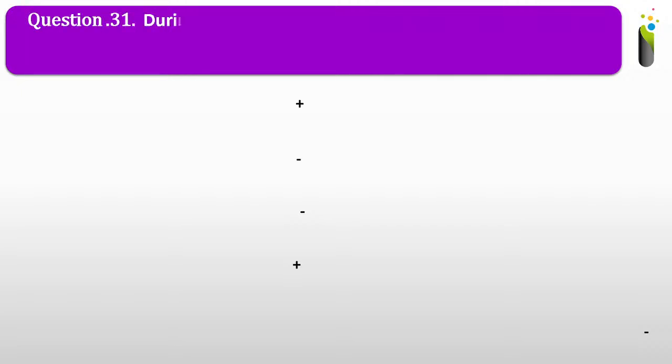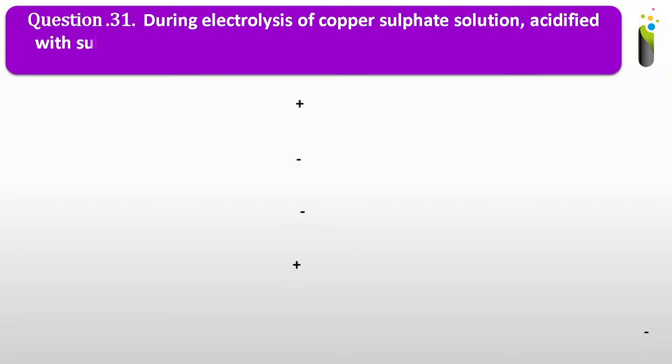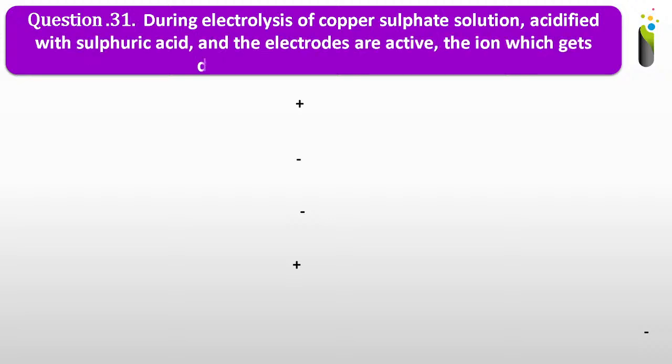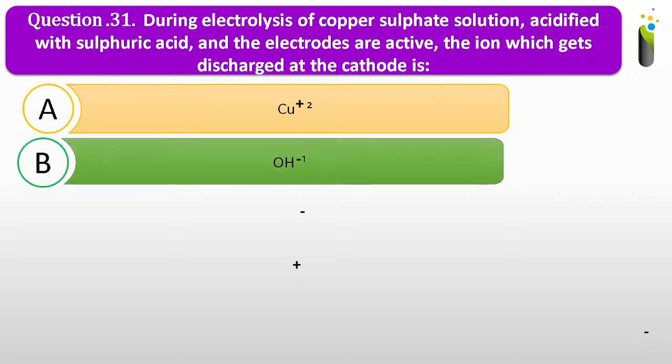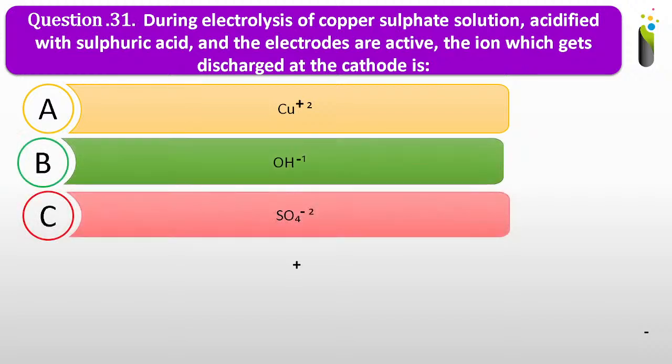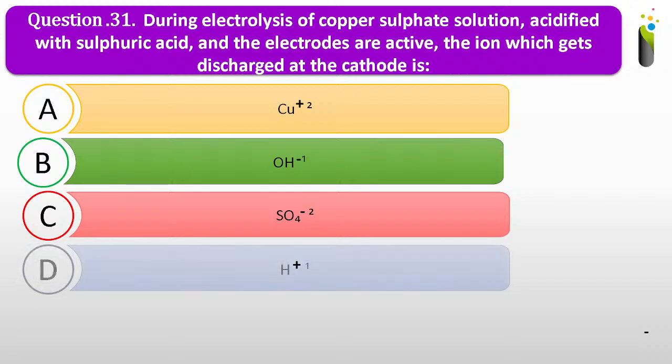Coming to the next question, number 31. During electrolysis of copper sulfate solution acidified with sulfuric acid and the electrodes are active, the ion which gets discharged at the cathode is dash. A. Cu plus 2, B. OH minus 1, C. SO4 minus 2, D. H plus 1.